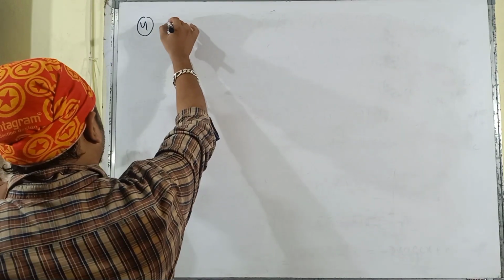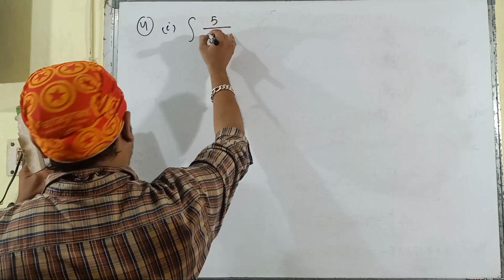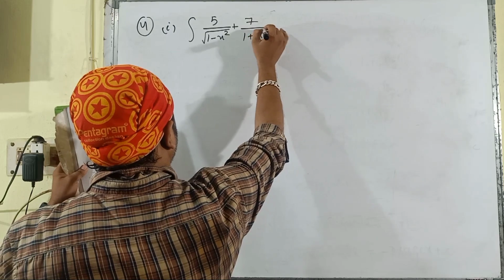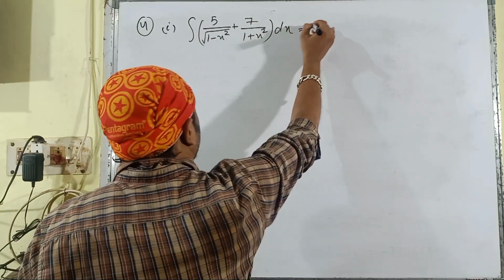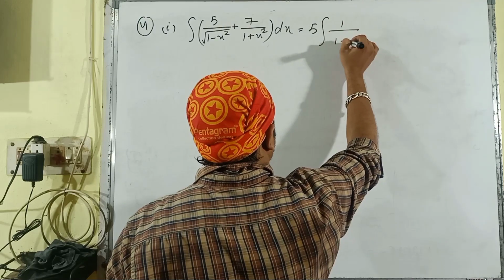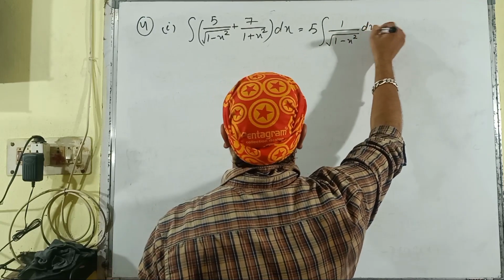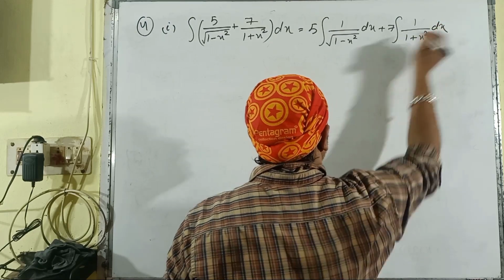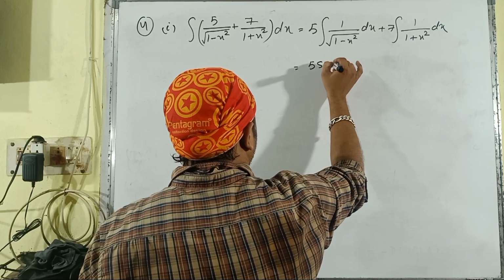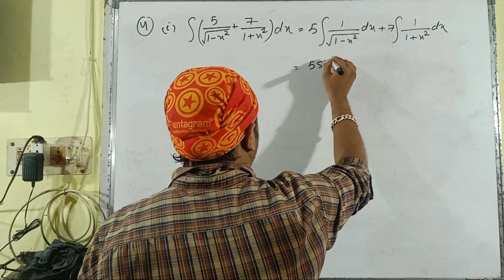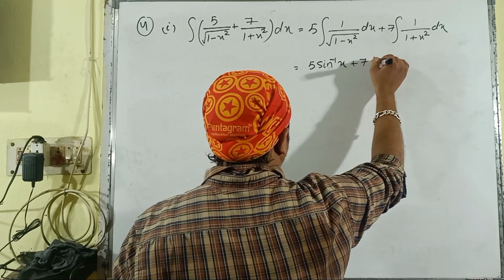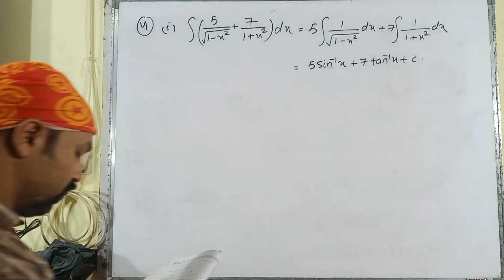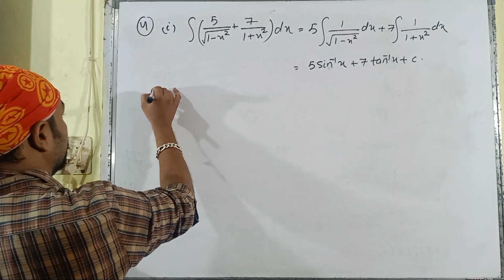Here is the number 4, and the first bit is integral of 5 divided by square root of 1 minus x square plus 7 divided by 1 plus x square. Then 5 multiplied with integral of 1 upon square root of 1 minus x square dx plus 7 multiplied with integral of 1 upon 1 plus x square dx. Then it is 5 sine inverse x plus 7 tan inverse x plus any constant c. It is the first bit of number 4. Then moving to the second bit.